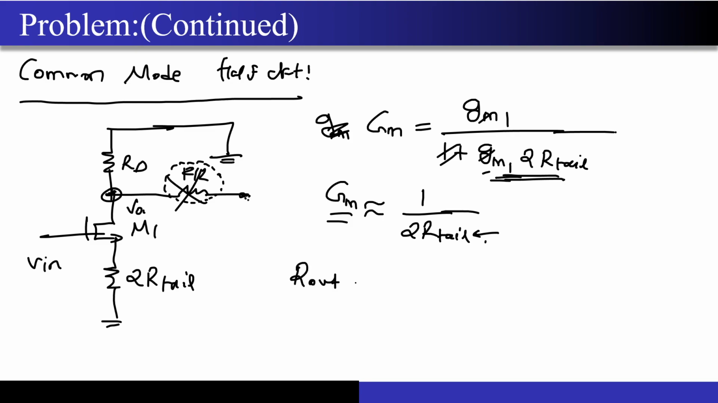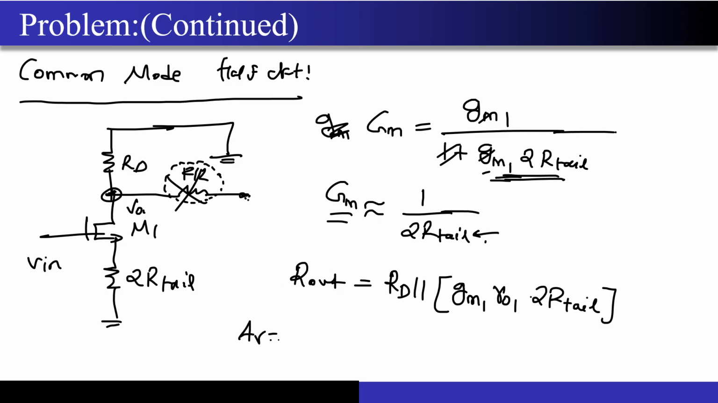And R out, if I look, it will be nothing but RD parallel the impedance looking down. What is the impedance looking down? So it is nothing but GM1 times RO1 into 2 R tail, correct? This is what you are getting. So now the voltage gain will be nothing but minus GM times R out. You can multiply, but the expression will become complicated, that's why I am not writing it over here.